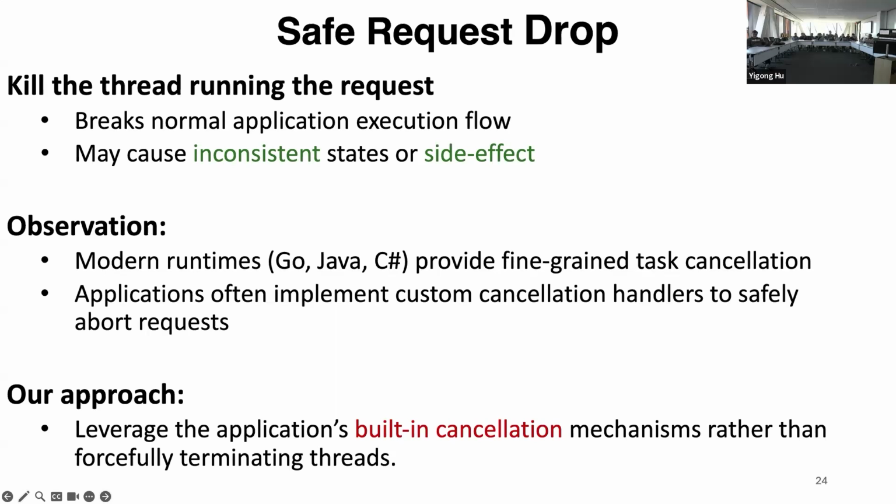And since this built-in cancellation mechanism is already built by the application, it is already designed to safely drop a request at a very fast speed. So what we do is provide an API for developers to tell us what the function is that will launch these cancellation mechanisms, and we just call it and tell it the specific request to cancel.